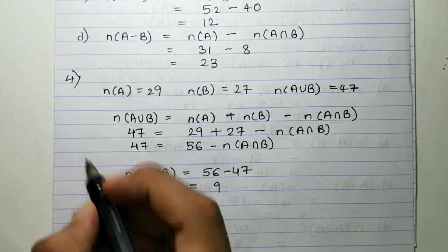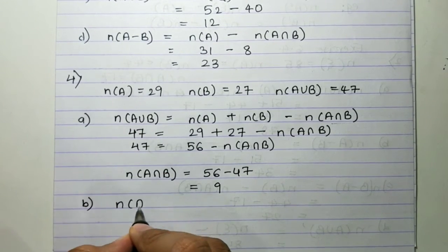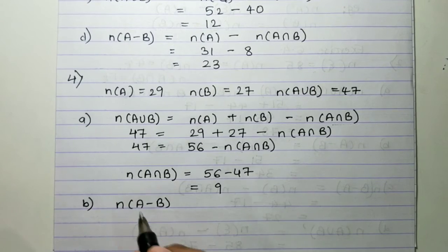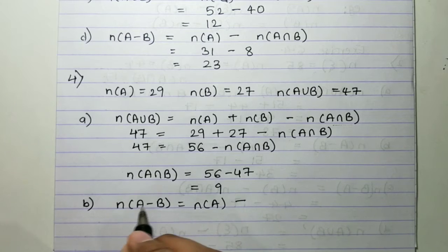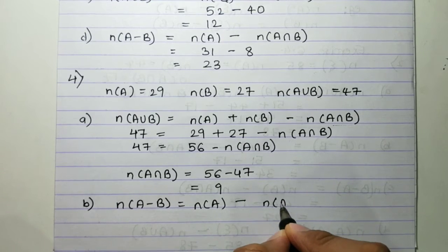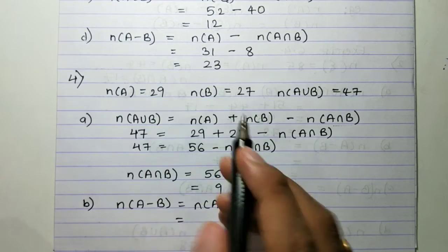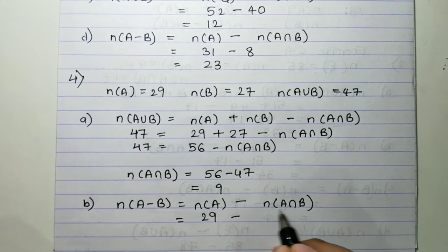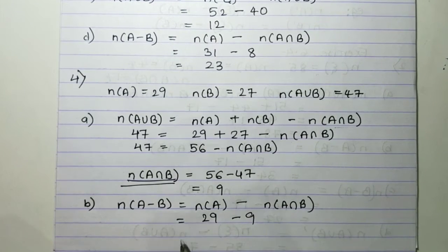Then the second part is easy. This was the first part. Second one is easy. You have to find A minus B. How to find A minus B? From A subtract what is common between A and B, that is A intersection B. So what is A? A is 29 minus what is A intersection B? Just now you found A intersection B. That is 9. So 29 minus 9 is 20.